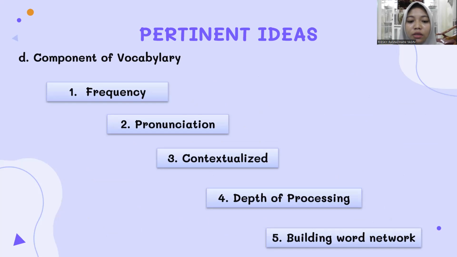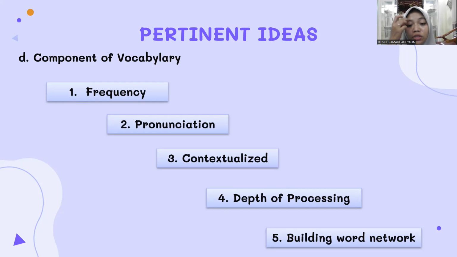The next is components of vocabulary. There are 5 components of vocabulary. The first one is frequency. Frequency has been accorded a high level of significance in ELT for many years as a result of the use of word frequency counting as a procedure in forming syllabus and material design.